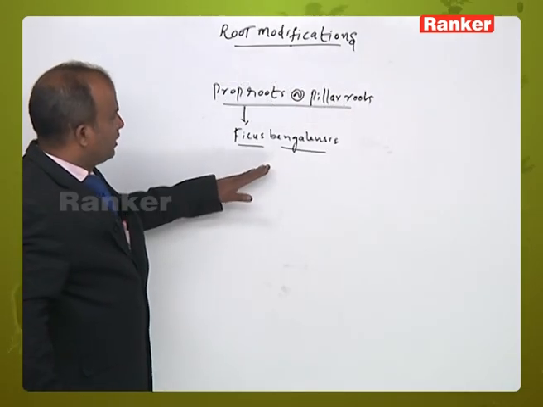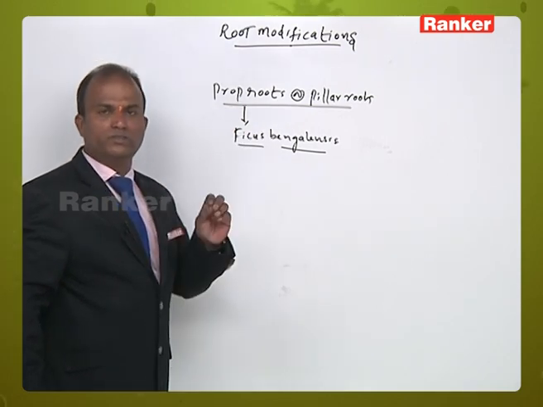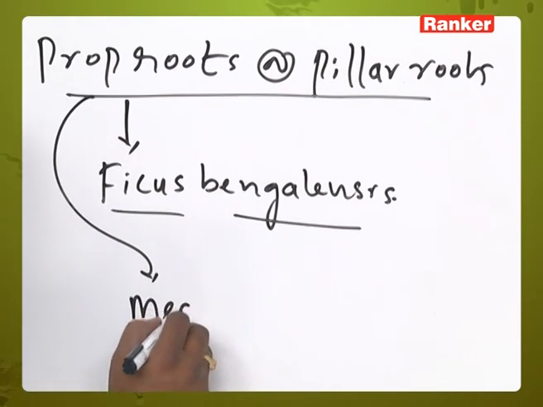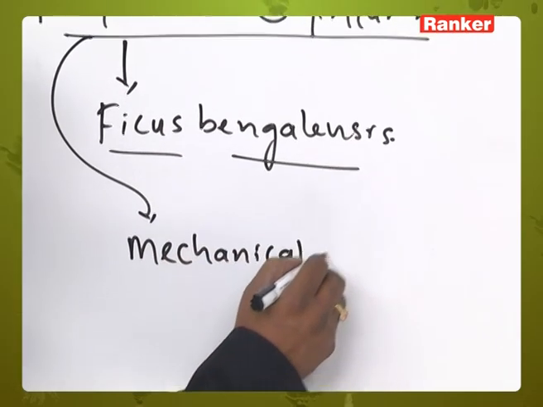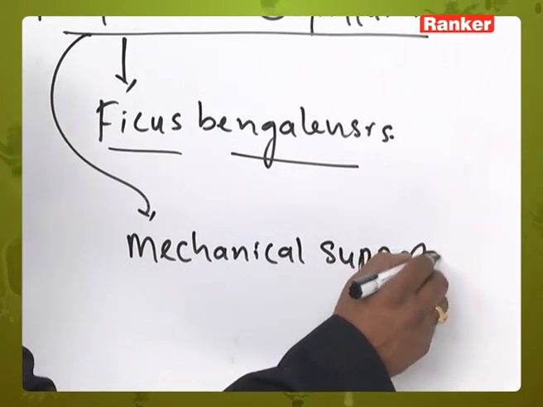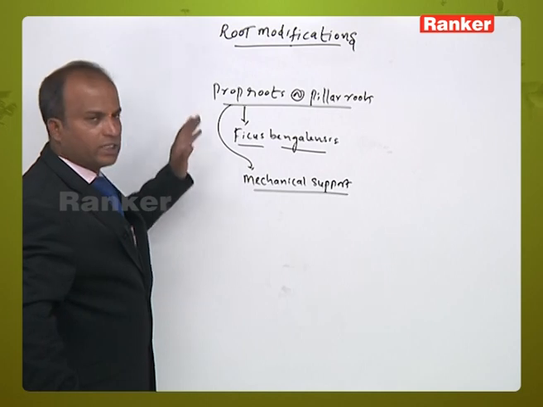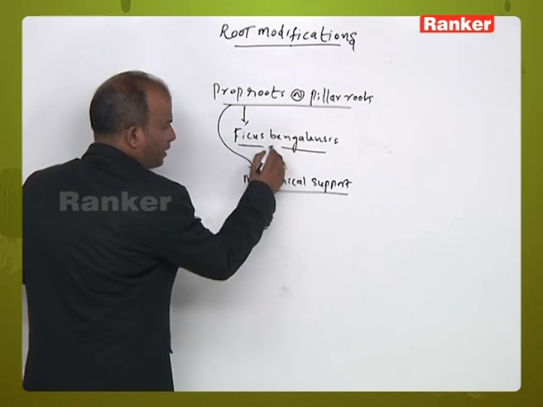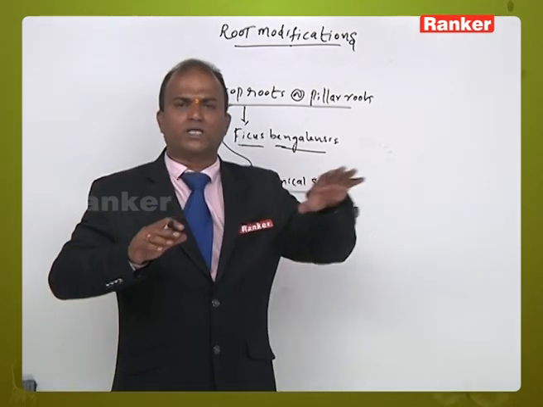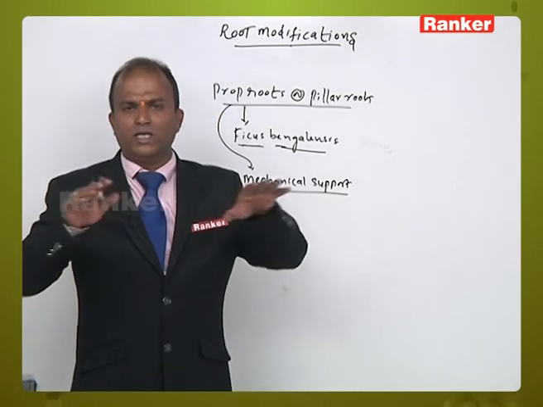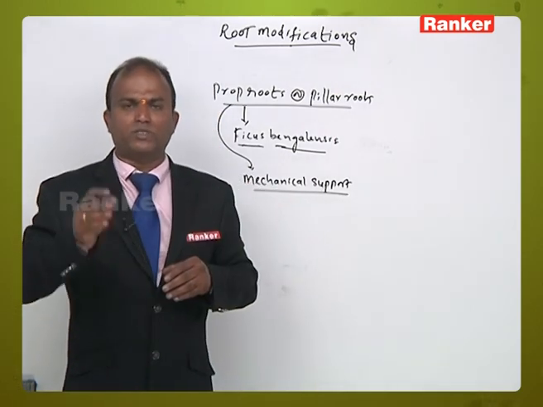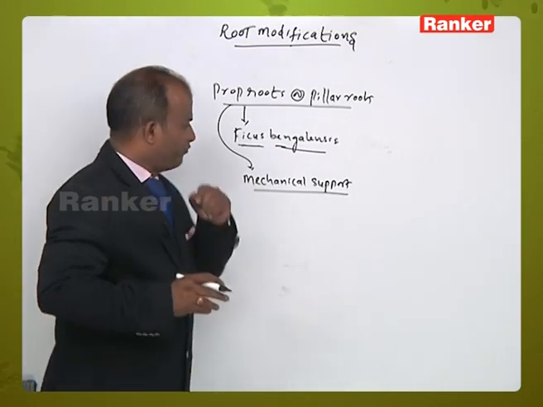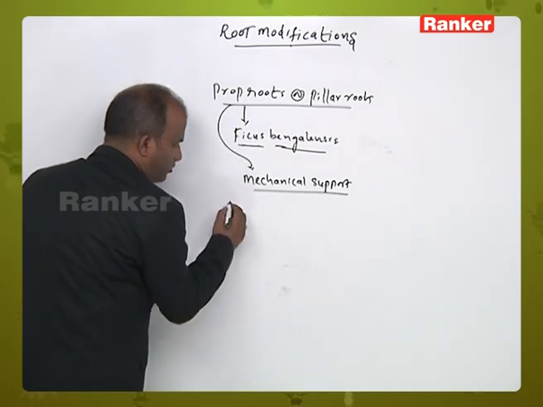In Ficus bengalensis, what do these prop roots or pillar roots do? They also play an important role in mechanical support. Why? Because Ficus bengalensis shows long, slender branches, and without any mechanical support they may break due to heavy wind. In order to protect themselves, prop roots or pillar roots develop.